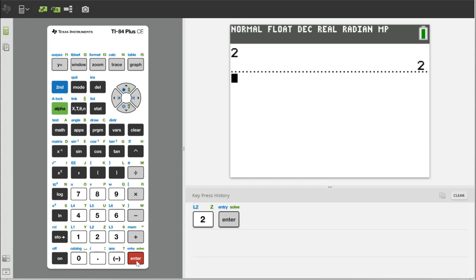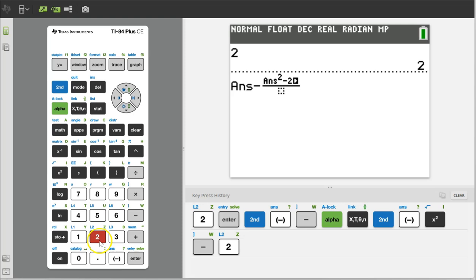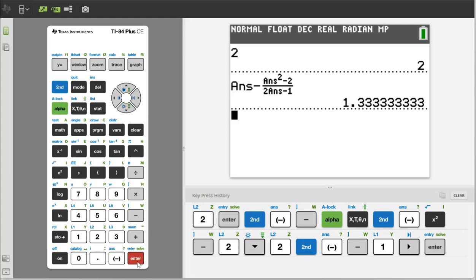So from here, now I have answer minus a fraction. I need the f of x sub n in my numerator. So that was, let's see, answer squared minus 2. And then in my denominator, I need 2 times answer minus 1. And remember, here, answer is supposed to take the place of x sub n, essentially. So now I press enter, and I get 1.333 repeating.